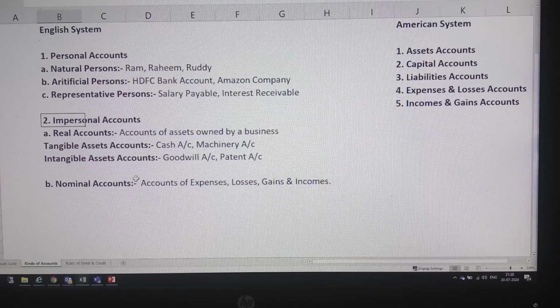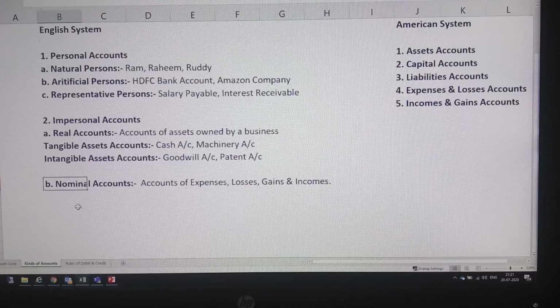And then we have our impersonal accounts. So in the English system it is personal accounts, impersonal accounts, nominal accounts. In impersonal accounts we have two further categories. One is real accounts. Real accounts are split into tangible assets and intangible assets. Real assets are nothing but the assets owned by the business. Tangible assets are something which you can touch and feel, like our cash account, our machinery, furniture, buildings, all of this. Intangible assets are more like goodwill, a patent account, those kinds of things.